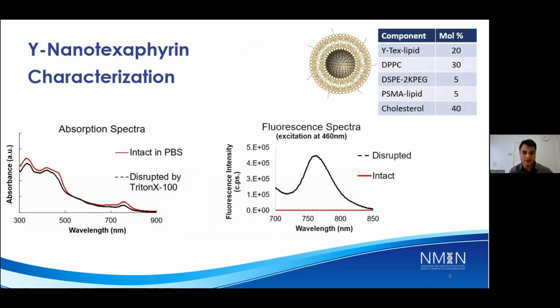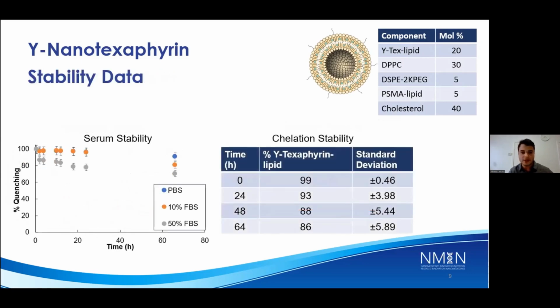self-assembled. These texaphyrin building blocks were self-assembled, and I characterized it first by absorption spectra and fluorescence spectra, showing it has different spectra when it's intact as well as when it's disrupted. We can also see that it fluoresces, and once the nanoparticle is disrupted, we can characterize its fluorescence emission as a disrupted nanomaterial. This disruption to fluorescence can be used to characterize its stability.